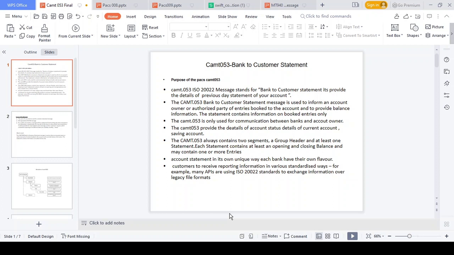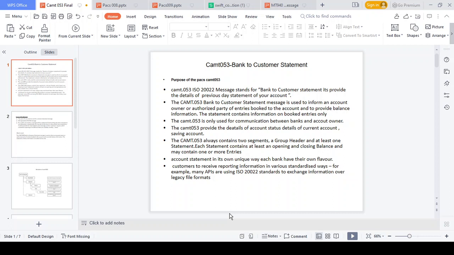Based on the Camt053 message only, the account owner can understand what kind of transactions were done from this specific account, whether a savings account, a current account or a trade account. What debit entries happened? What credit entries happened? All the ledger and bookkeeping is maintained in this Camt053 bank to customer statement message.